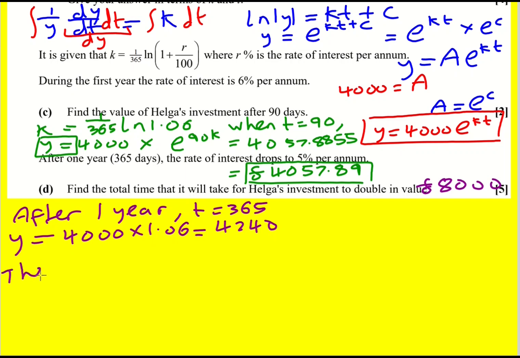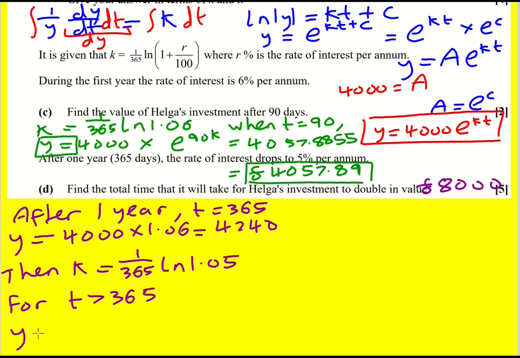And then k is going to equal 1 over 365 ln 1.05. So for time greater than 365, y is now going to equal, I'm going to create a new function, 4240, because that's the amount after 1 year, e to the k with this new value of k, and then it's going to be the time, but it's not going to be the time at the beginning now.